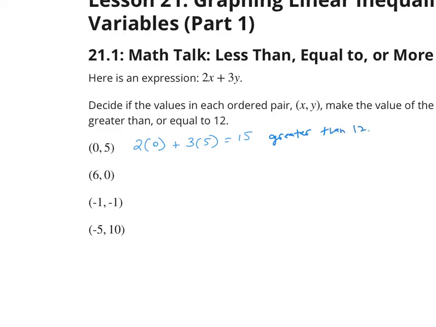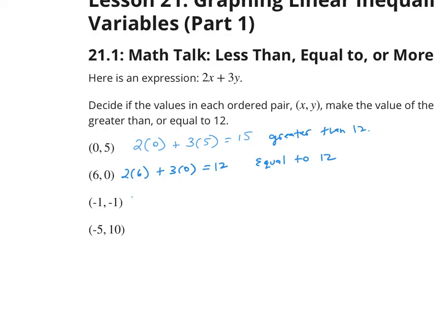Okay, go ahead, pause the video, and try number 2. All right, I'm going to repeat the process. So 2 times 6 plus 3 times 0, and this is going to be 12. So for this one, I know it is equal to 12. Go ahead, pause the video, and try the next one on your own.